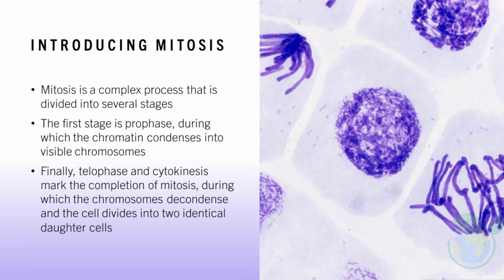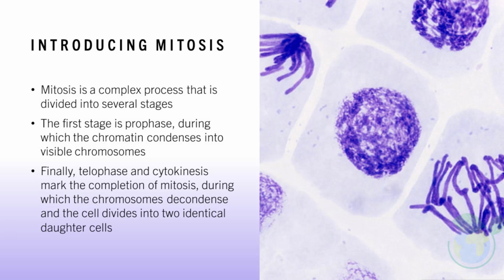Introducing mitosis. Mitosis is a complex process that is divided into several stages. The first stage is prophase, during which the chromatin condenses into visible chromosomes. Each chromosome consists of two identical sister chromatids that are held together by a centromere. The next stage is prometaphase, during which the nuclear envelope breaks down and the chromosomes attach to the spindle fibers that form the mitotic spindle.